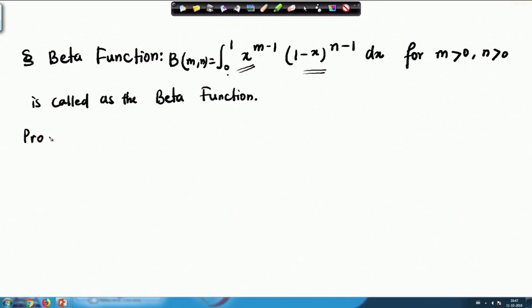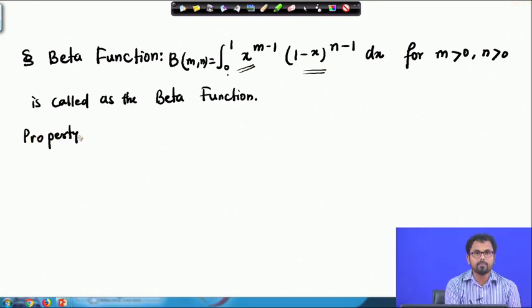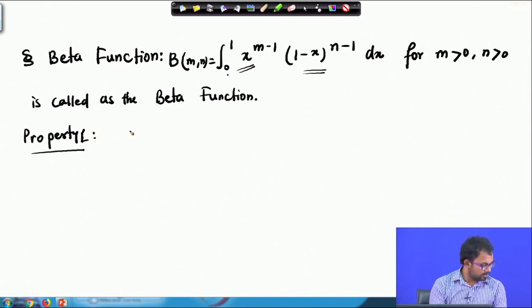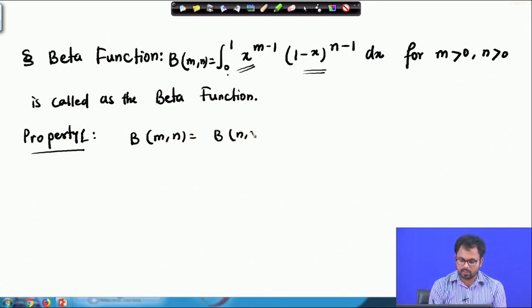Today, we are going to analyze some properties of the beta function. So, let us do that. First property, property 1, which is beta mn equals beta nm. That means you can switch the indices and it will still remain the same. Let us see. So, the proof would go like this.